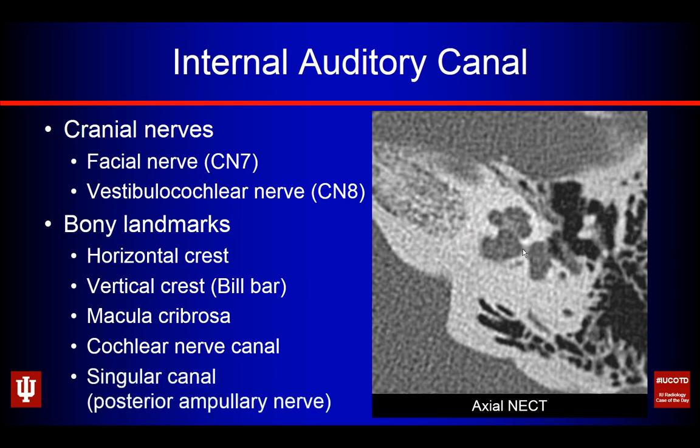And then if you look very carefully, you can see this little tiny canal right here. This is our cingular canal, or the posterior ampullary nerve canal. You'll see that routinely if you look for it.